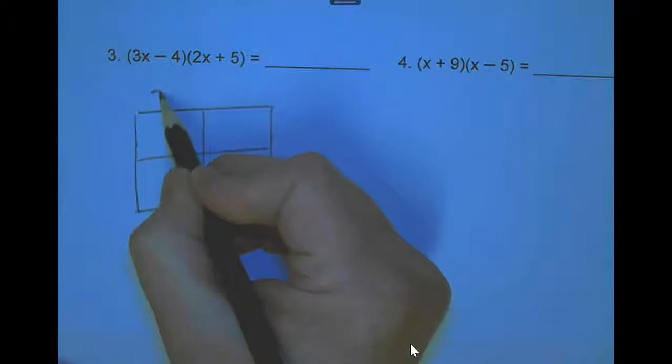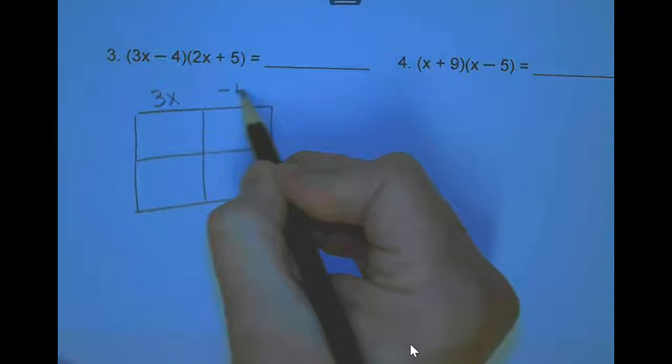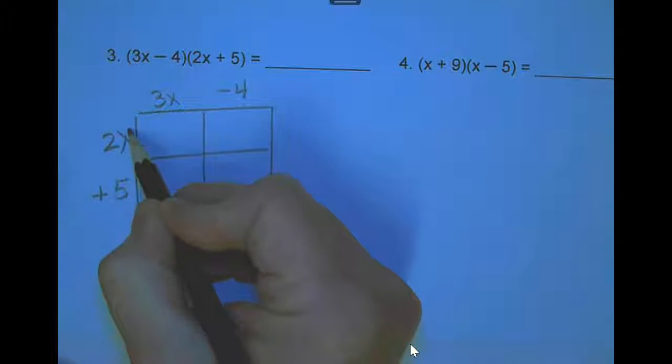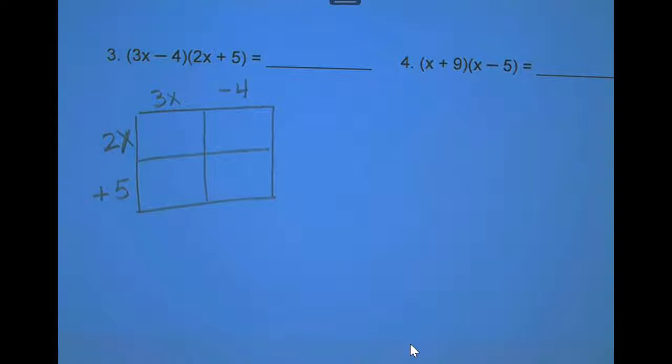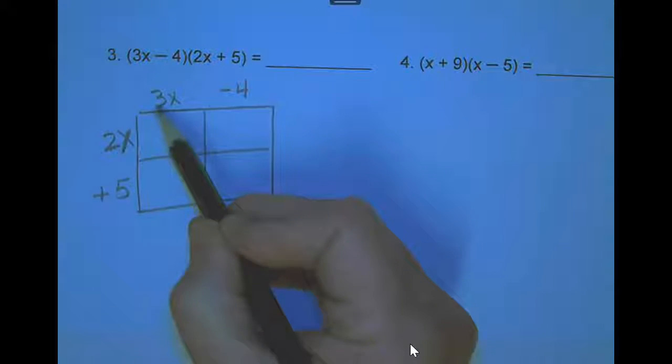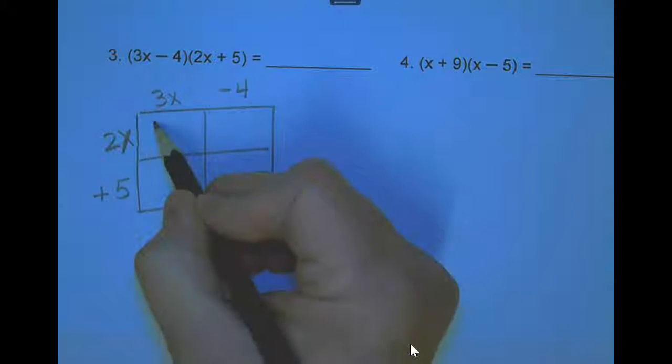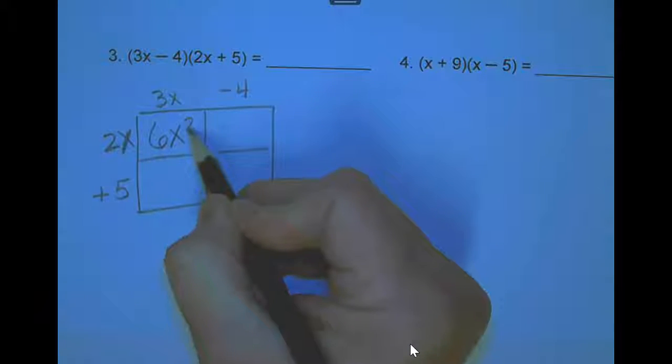The 3x minus 4 goes on top. The 2x plus 5 goes down on the side. You multiply these two together. 3 times 2 is 6x squared.